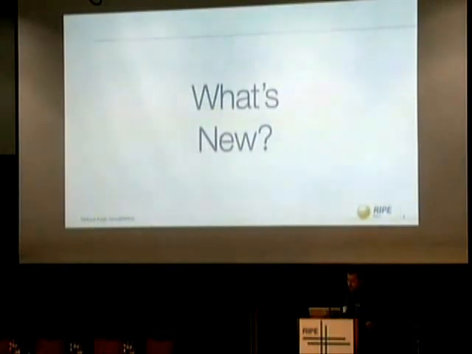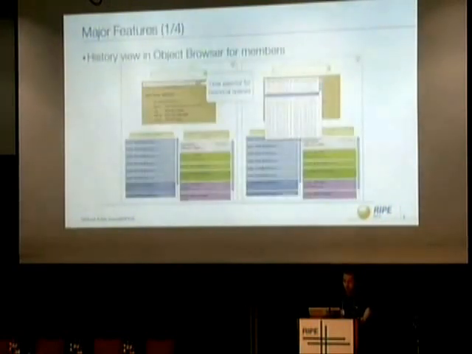So basically, what is new in RIPEstat? What have we added since RIPE 64? The first main feature, I would say, is the object browser, with the support of history. Basically, that is an exclusive thing we just enabled for the RIPE meeting.